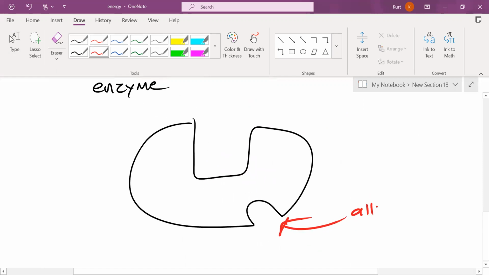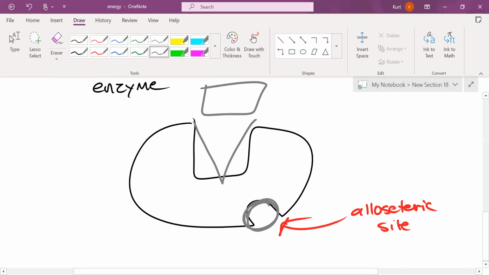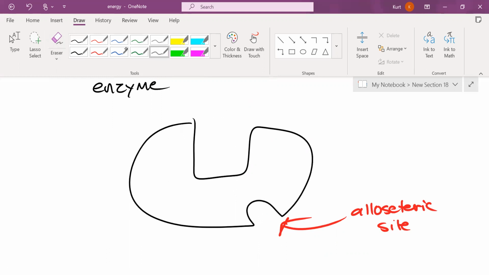No. It's called an allosteric site. If I have an allosteric inhibitor, what does it do to the active site? It changes the active site. Can a substrate like that fit in there? No. Let's look at the opposite. What if I have an allosteric activator?